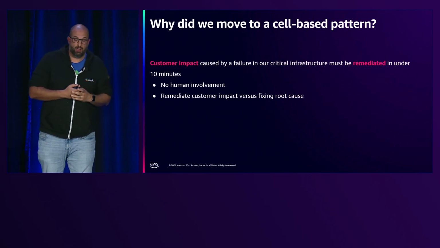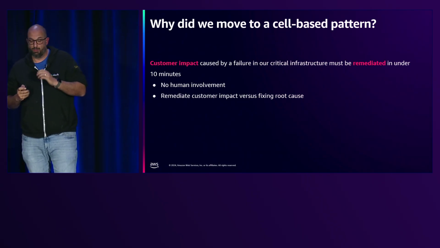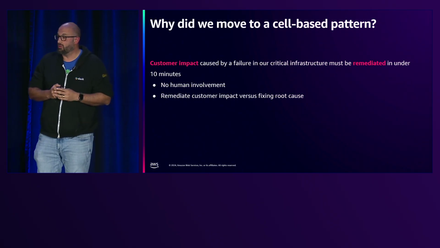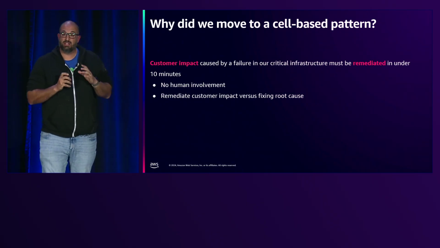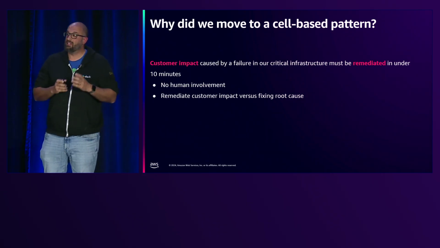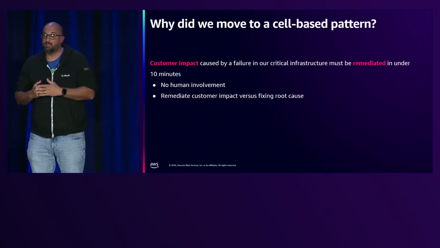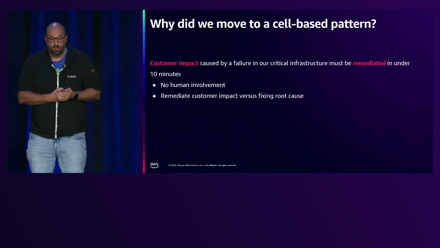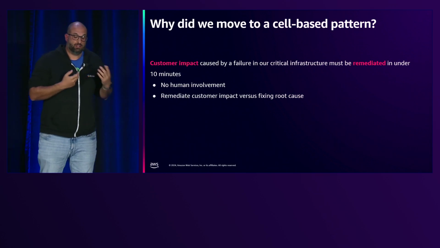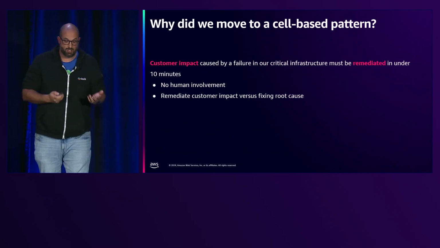Now, one major call out I want to make here is we are focusing on remediating customer impact, not fixing root cause. So just to clarify a little bit more, this means if we're having issues in one cell, instead of investigating what the problem is and fixing forward, we are simply going to remove that cell from service and work on it in the background. Now, to achieve this, we had to go and redesign and re-implement both our alerts and our dashboards to support this.